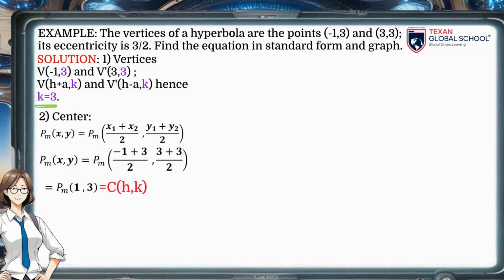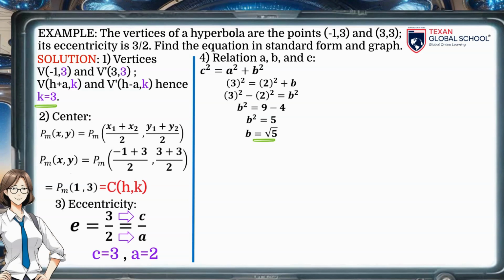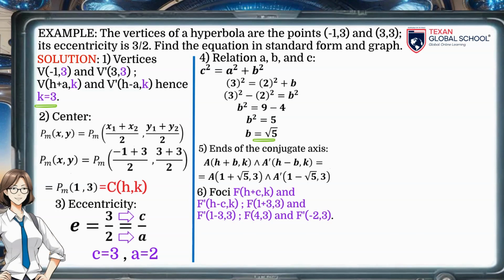And since the given value of the eccentricity is 3/2, it results that c is equal to 3 and a is equal to 2. Using the relationship between a, b, and c, substitute those values, obtaining that b is equal to the square root of 5. Since we already have the values of a, b, c, h, and k, calculate the ends of the conjugate axis, thus obtaining the points 1 plus the square root of 5, 3, and 1 minus the square root of 5, 3. Likewise, with these same values, we obtain the foci, -2, 3, and 4, 3.